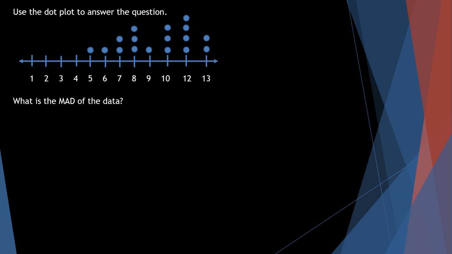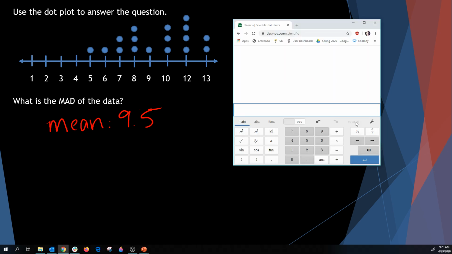Then finally, we want to know what's the mean absolute deviation. Again, remember, you need to first find your average, do your subtraction, then average again. We already know that the average of this data, or the mean, is 9.5. So next step would just be to do all that subtraction in our calculator and then divide it all up. So let's get rolling.